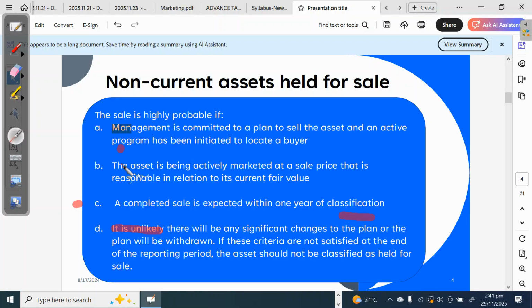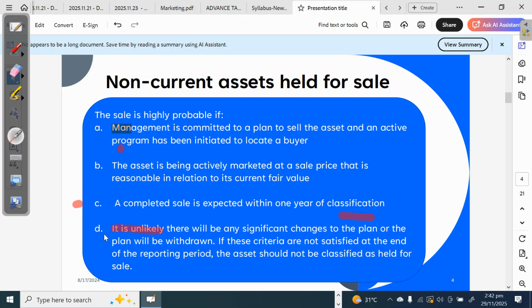Number two, the asset is being actively marketed at a sale price that is reasonable in relation to its current value. So you are selling the asset at a fair price, not any unreasonable price. And C, a completed sale is expected within 1 year of classification. So we expect to sell the asset within a year, according to the standard.